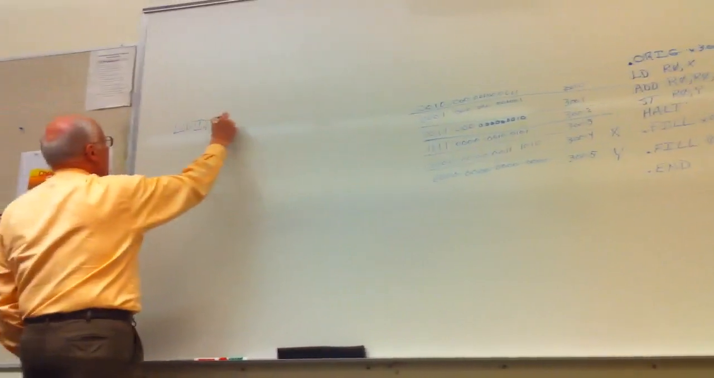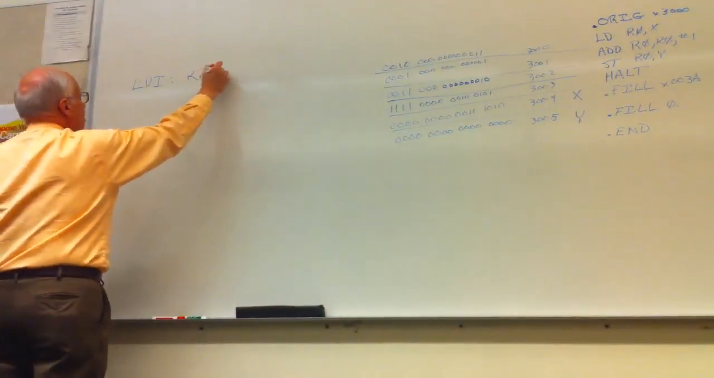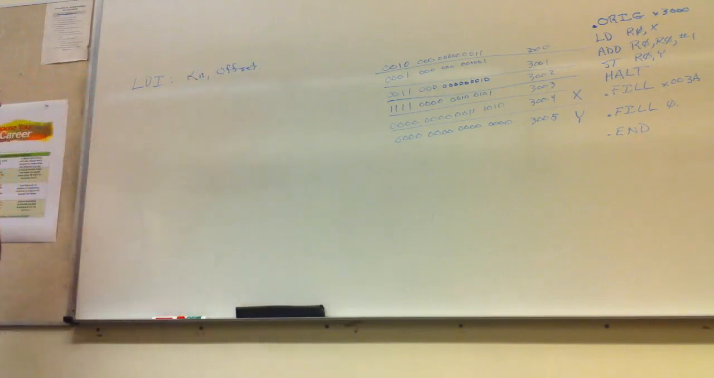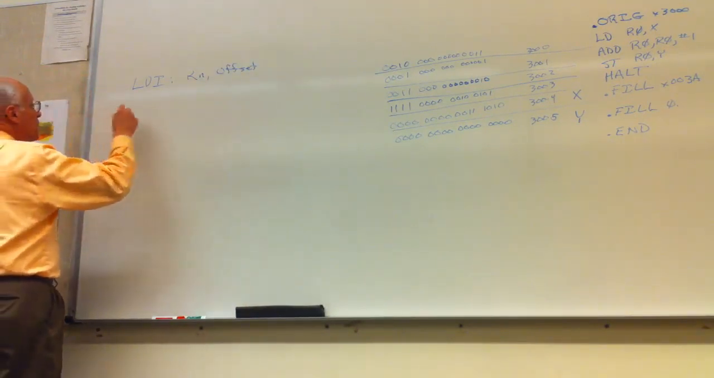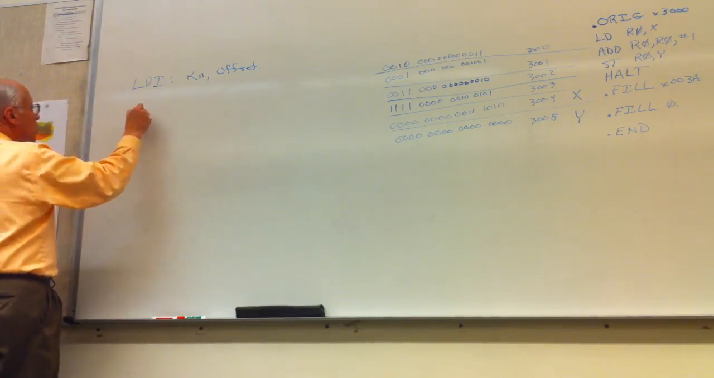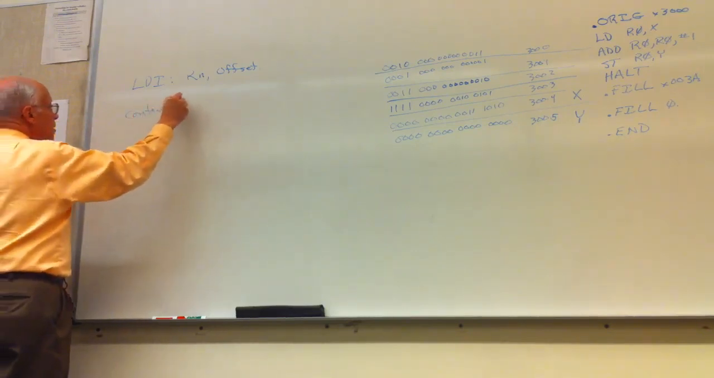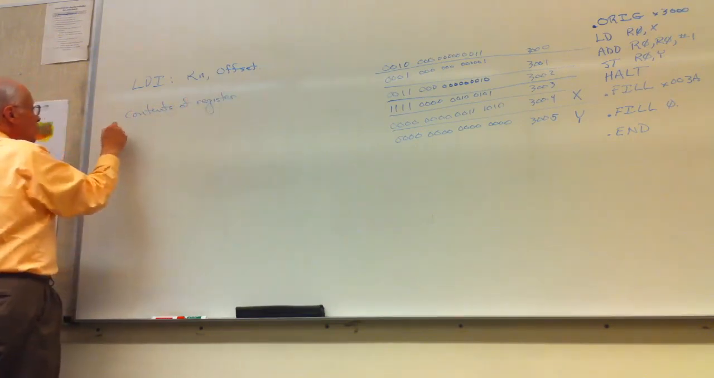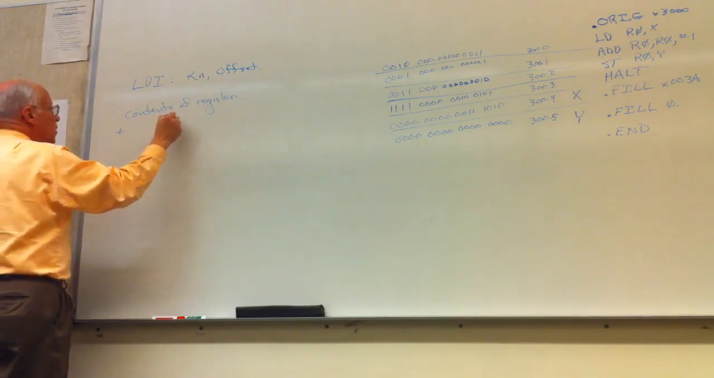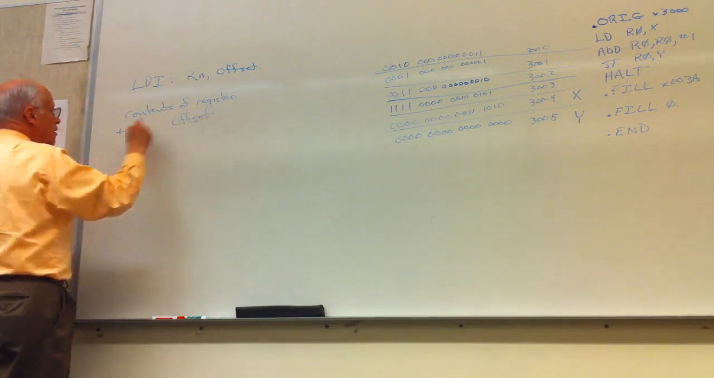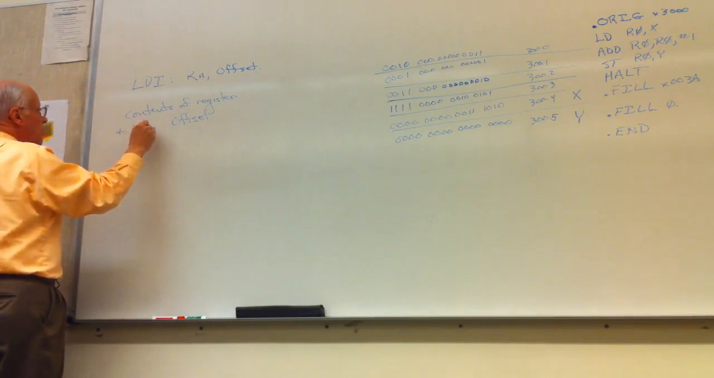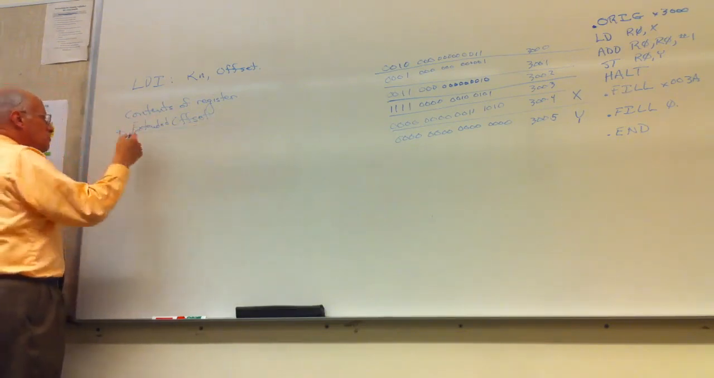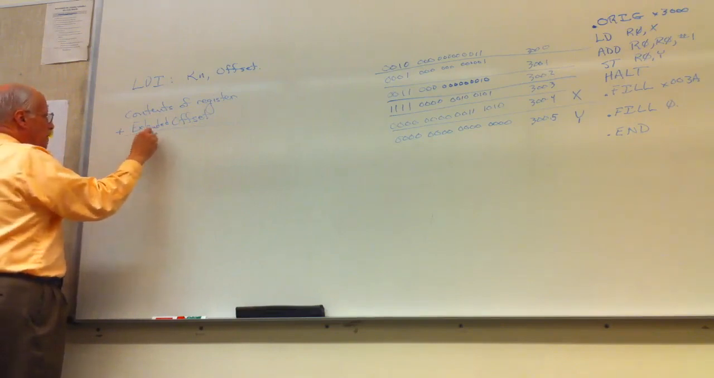LDI has a register and an offset. What it does, it takes the contents of the register plus the offset that has been extended to the full 16 bits. And that gives an address.